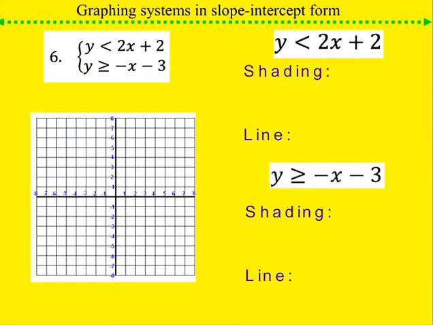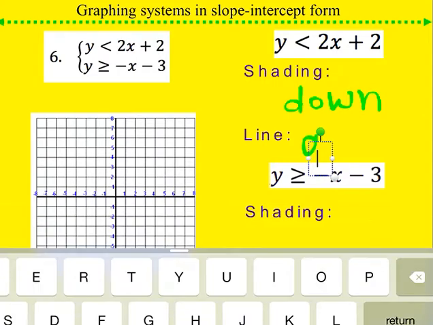So for this first one, I see that the alligator's facing away from the Y, so that means I'm shading down. Okay, then I'm noticing that there's no line underneath the inequality, so that means I'm going to have a dotted line.